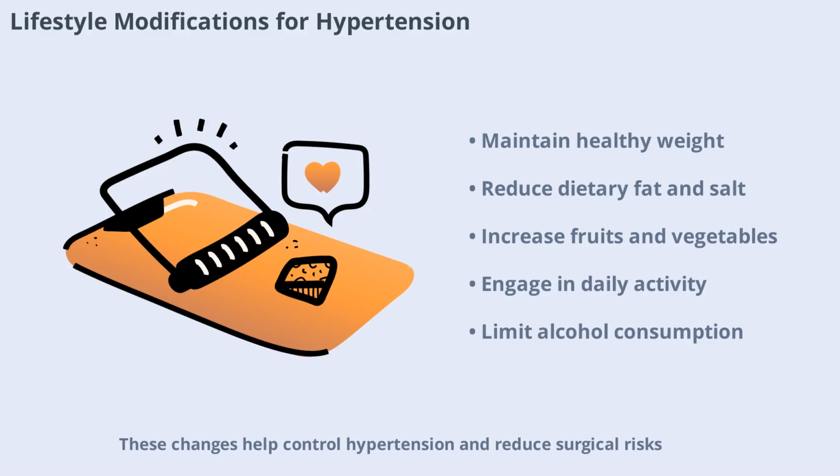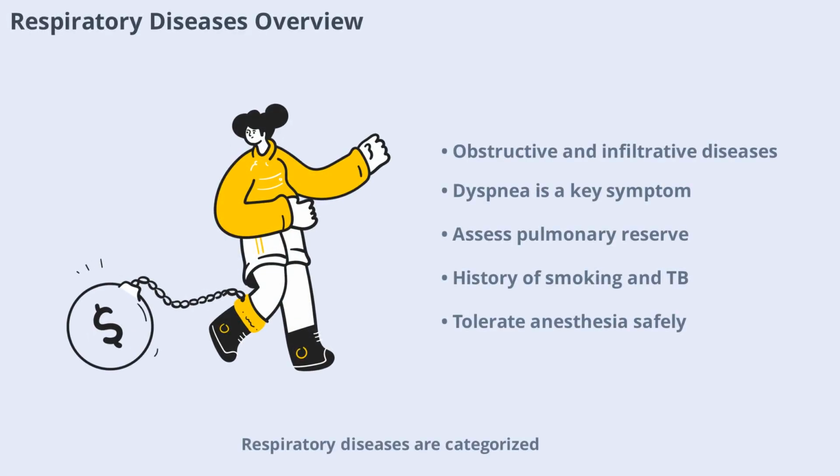These changes help control hypertension and reduce surgical risks. Respiratory diseases are categorized into obstructive and infiltrative types. Obstructive diseases include asthma, chronic bronchitis, pneumothorax, and emphysema. Infiltrative diseases cause inflammation in alveolar walls. Any respiratory disease is characterized by dyspnea.